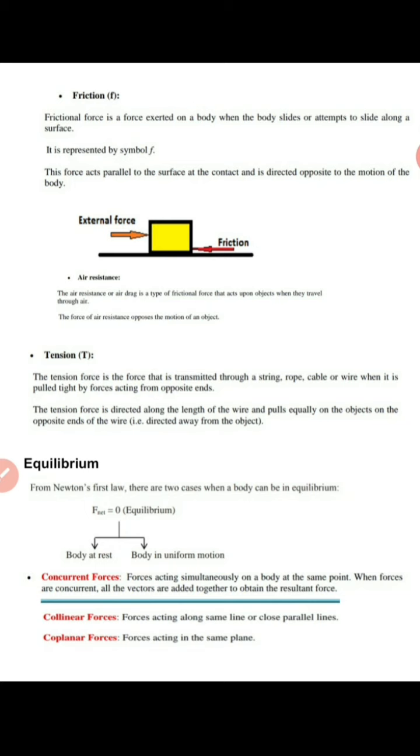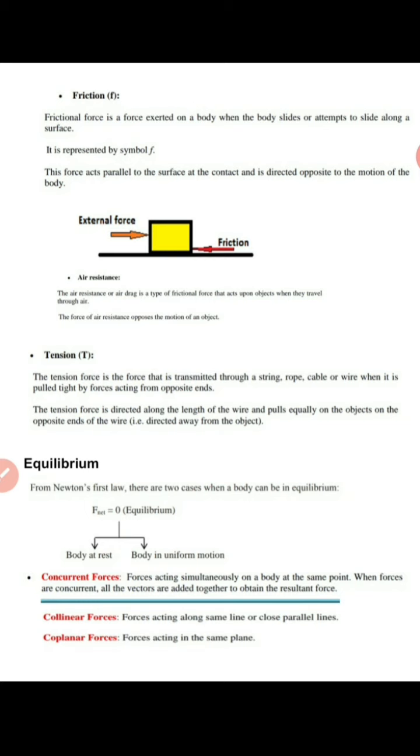In relation with equilibrium, we discuss three terms: concurrent forces, collinear forces, and coplanar forces. Concurrent forces means the forces which act simultaneously. Simultaneously means at the same time on a body at the same point. So the forces which are acting at the same point at the same time are said to be concurrent forces. So when forces are concurrent, all the vectors are to be added together to obtain the resultant force.